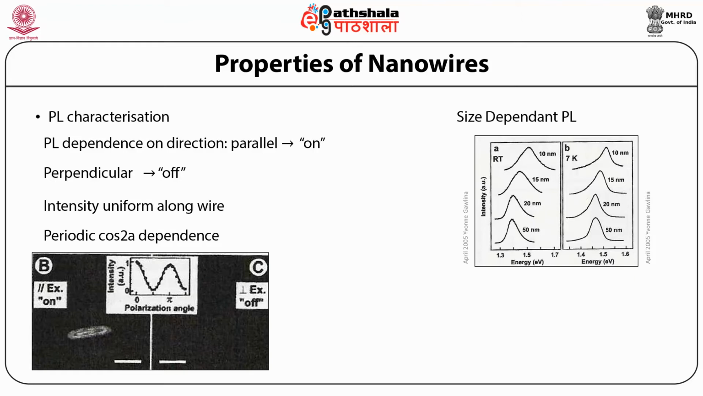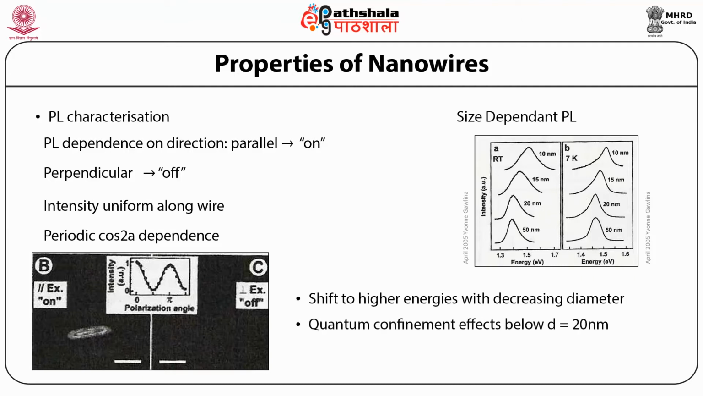So students, this figure shows the size dependent PL. That is, as we are decreasing the diameter of the nanowire, the peak of the photoluminescence spectra shifts to higher energy. Quantum confinement effect is below D equal to 20 nanometer. And we have also observed the temperature dependent shift in the peak of the PL.